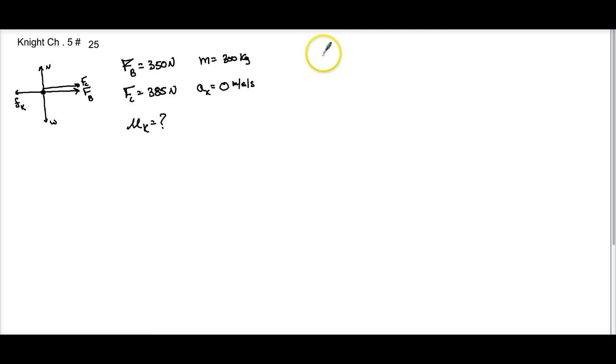So I'm going to start in the x direction with Newton's second law. The sum of the forces in the x direction equals ma sub x. And I'm going to write down what I have. I've got the force of Clyde plus the force of Bonnie, and then I have the force of kinetic friction opposing me. And that's all equal to 0 because the acceleration in the x direction is also equal to 0. So plugging in what I know, I've got 385 plus 350 is equal to the coefficient of kinetic friction times the normal force.